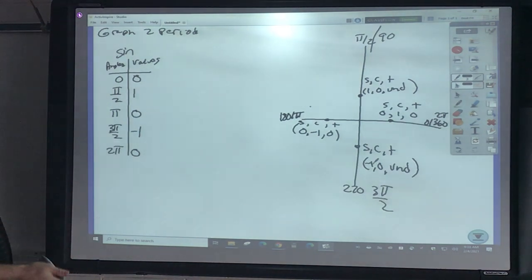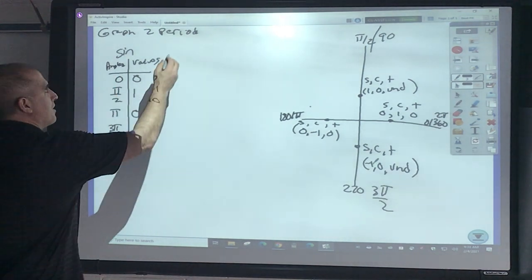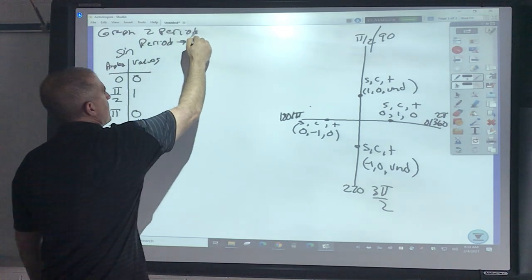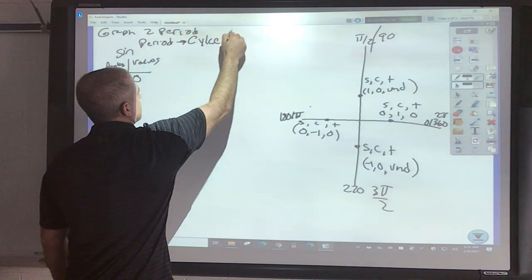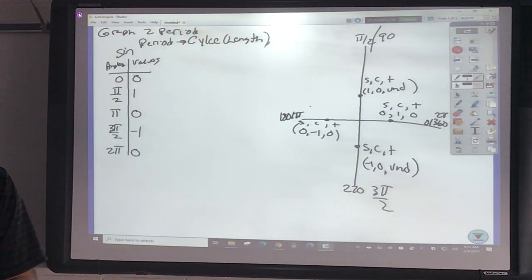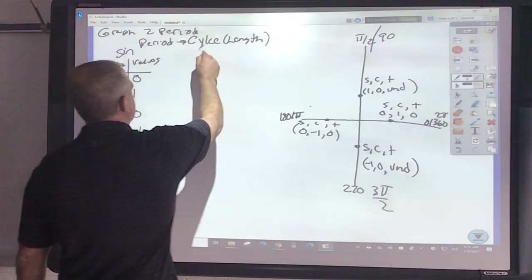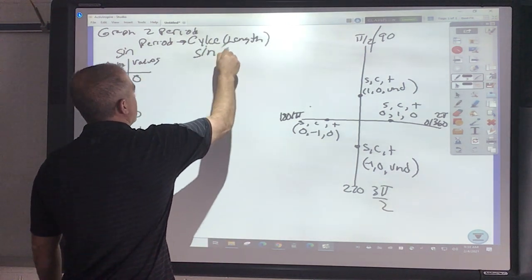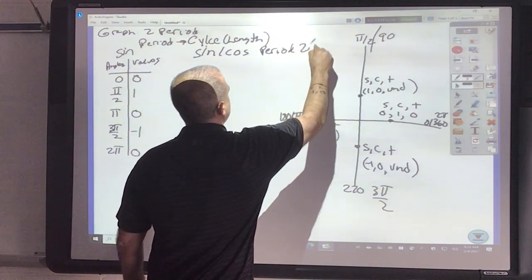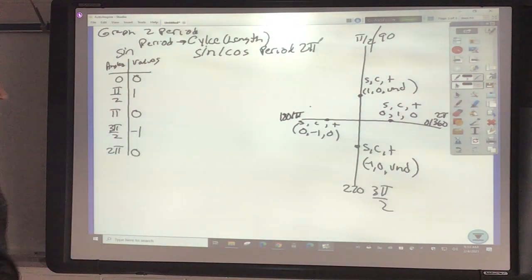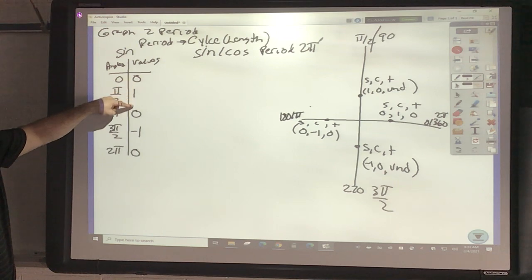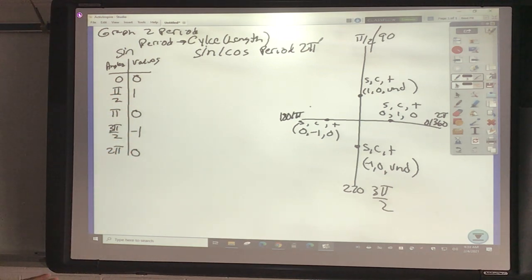Now, this right here is called a period of the function. It's how long it takes to cycle, the length of the cycle. The typical sine function and cosine function, this is something I want you to know, the standard period is 2 pi. How long does it take to cycle back through the values? You can see it starts at 0, 1, 0, then goes to negative, then comes back to 0.